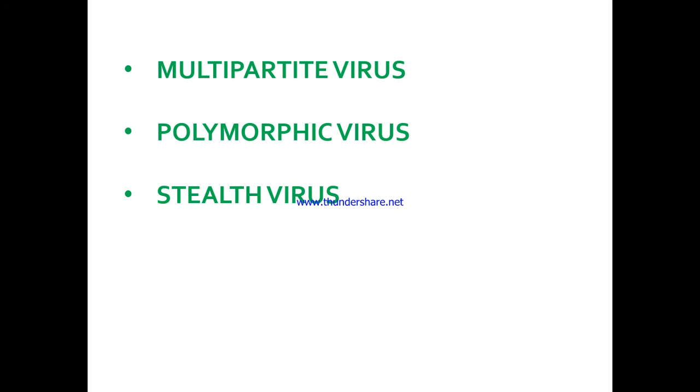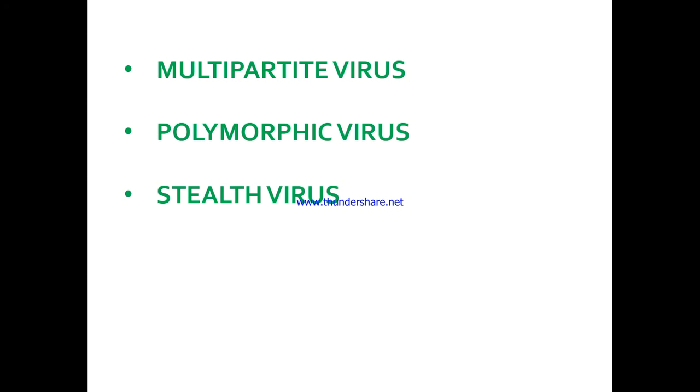Next is your polymorphic virus. This type of virus changes its code. When it passes from one computer to another, it changes itself. If it was XYZ on this computer, when it transfers to another computer it will become ABC. So you cannot find the virus. It is not possible for the antivirus to find whether this virus has come or not because it keeps changing itself. This is why it is known as polymorphic.